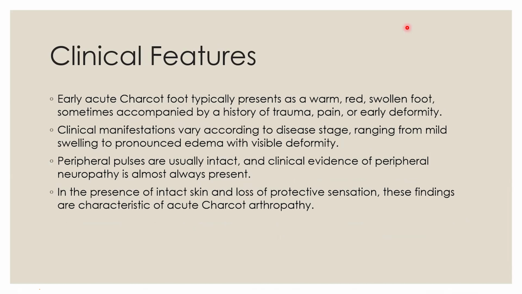Early acute Charcot foot typically presents as a warm, red, swollen foot, sometimes accompanied by a history of trauma, pain, or even early deformity. Clinical manifestations vary according to disease stage, ranging from mild swelling to pronounced edema with visible bony deformity. Peripheral pulses are usually intact, and clinical evidence of peripheral neuropathy is almost always present when you conduct your lower limb sensory examination. In the presence of intact skin and loss of protective sensation, these findings are characteristic of acute Charcot arthropathy.